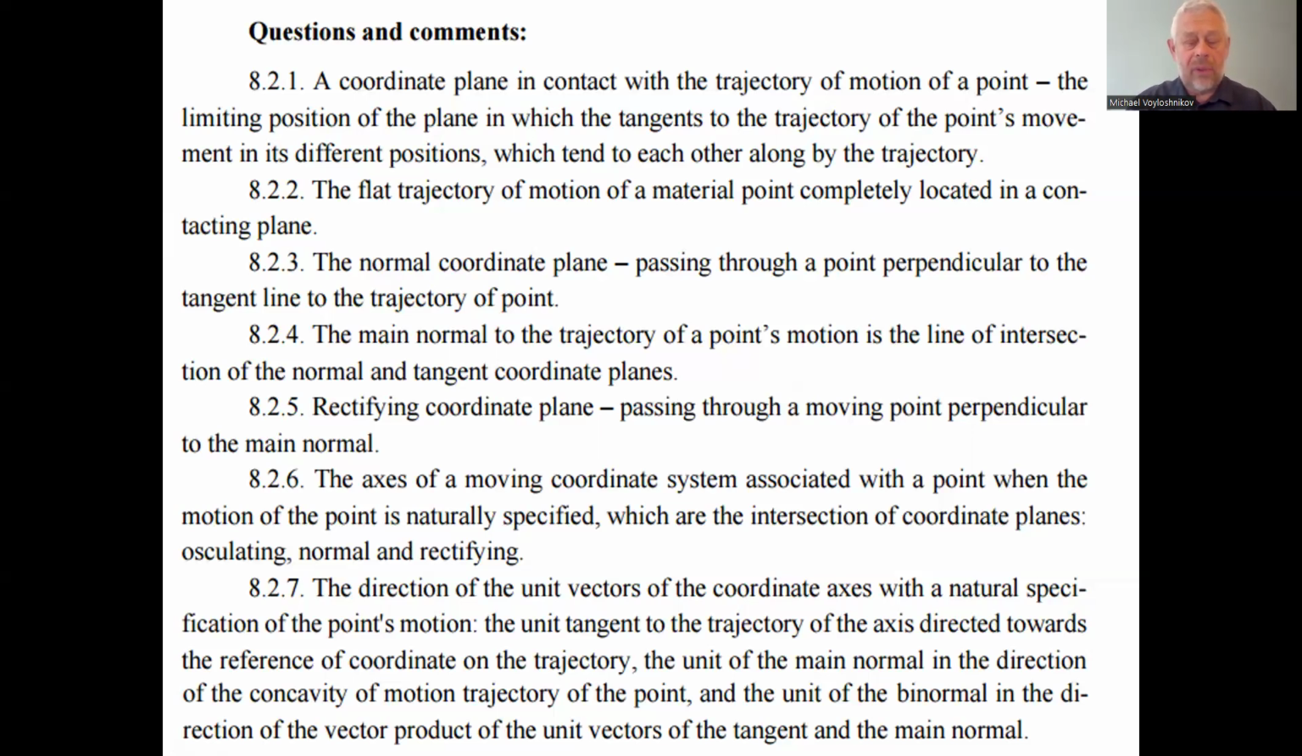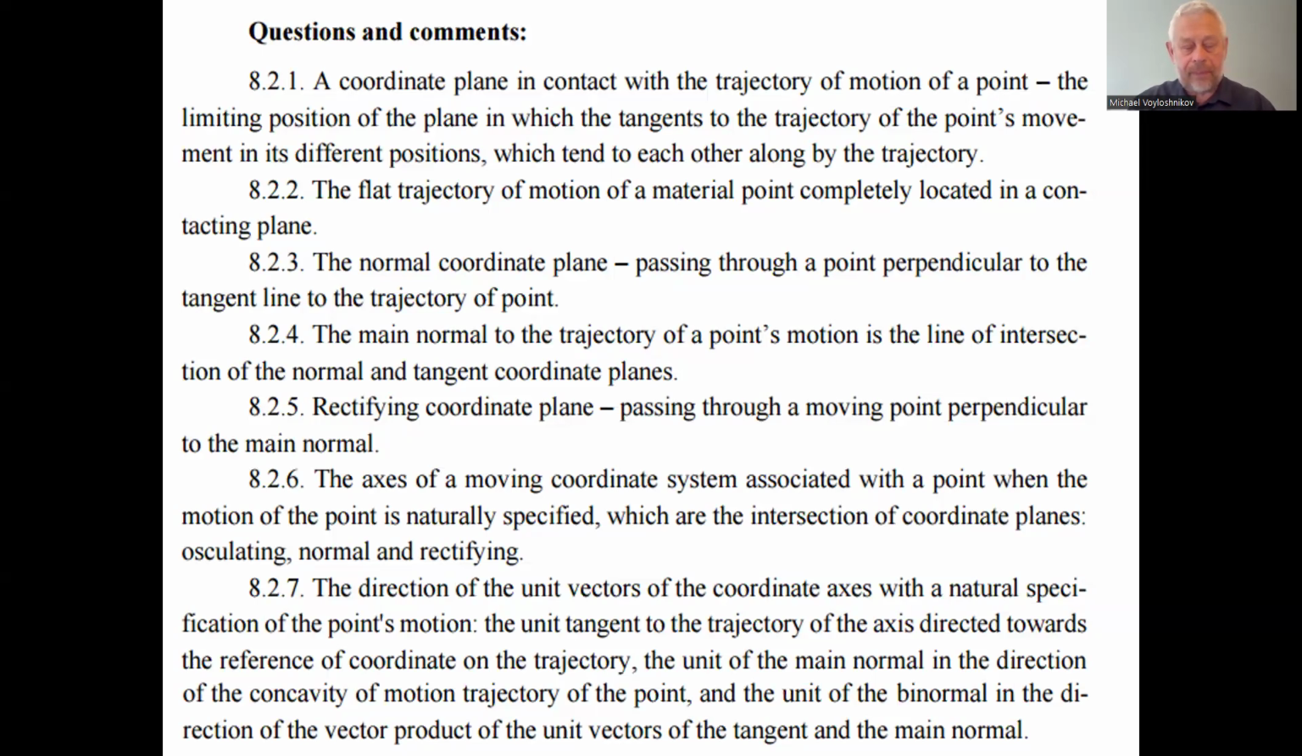8.2.4, the main normal of the trajectory of a point motion is the line of the intersection of the normal and osculating coordinate planes. The direction of the main normal coincides with the direction of the concavity of the trajectory of the motion at the point M.